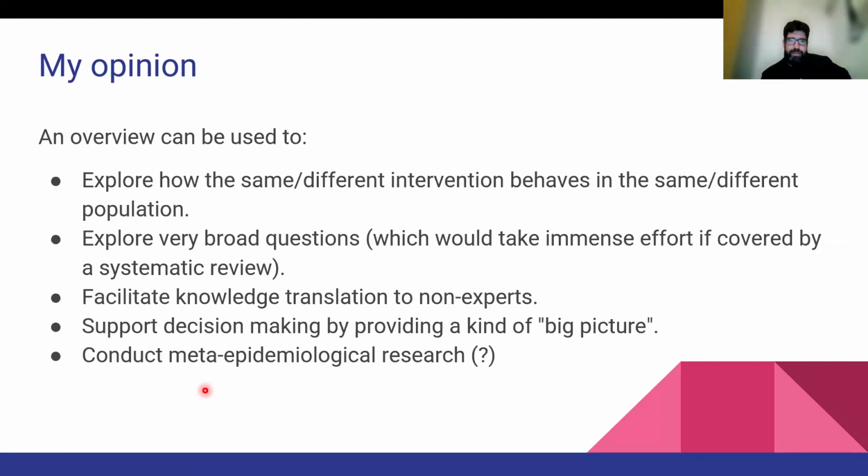In my opinion, an overview can be used to explore how the same or different intervention behaves in the same or different population, quite similar to what Cochrane says, to explore very broad questions, which will take an immense effort if covered by a systematic review. For example, if you want to analyze the effects, I don't know, of analgesics in low back pain, like an overall, it's quite a big effort to do one systematic review of all. So an overview could be a good approach to address that.